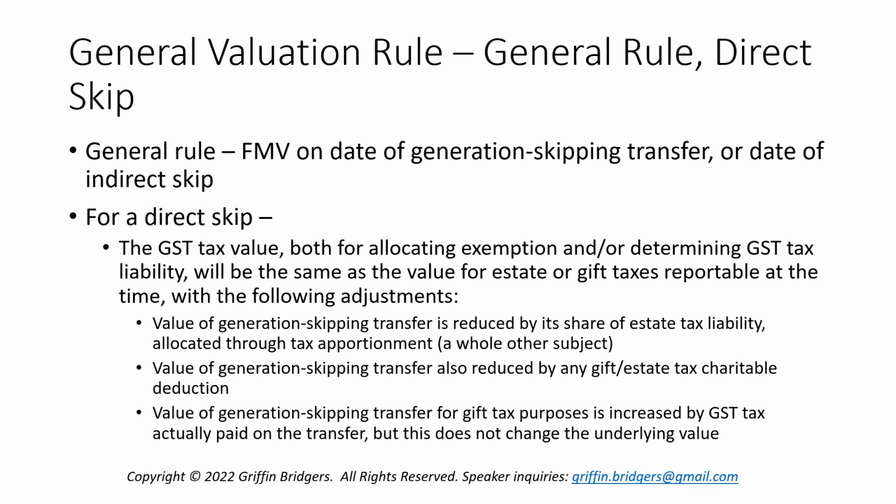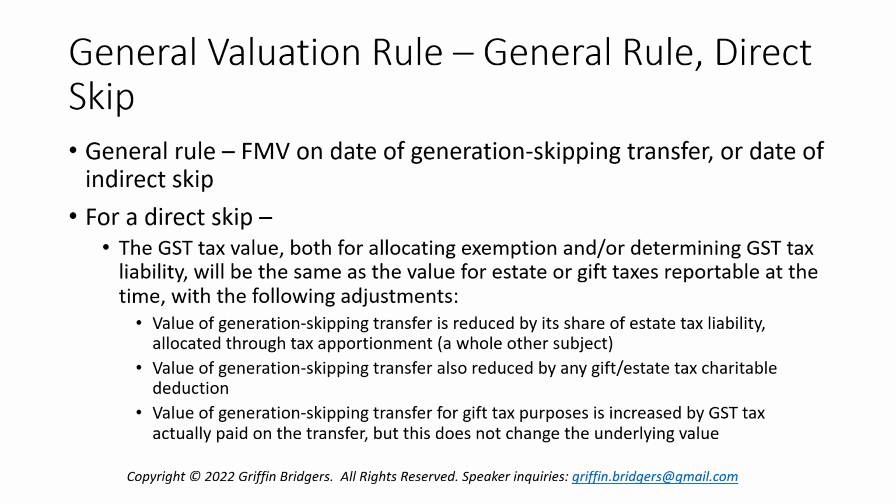Now, just to give you the overview, our general rule will typically be the fair market value on the date of a generation skipping transfer or on the date of an indirect skip. So that's really derived from the gift or estate tax rule that takes the fair market value of the property at the time of either a completed gift tax transfer or the decedent's death. Alternatively, if you can use the alternate valuation date for an estate tax value, that might apply as well. Any of those perfectly tie right into this anytime estate and gift tax accompanies the GST tax reporting event.